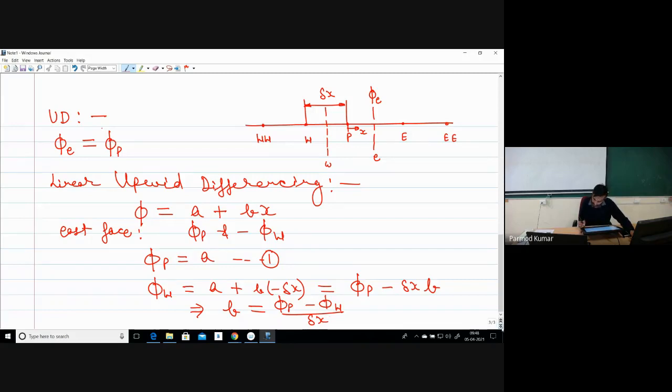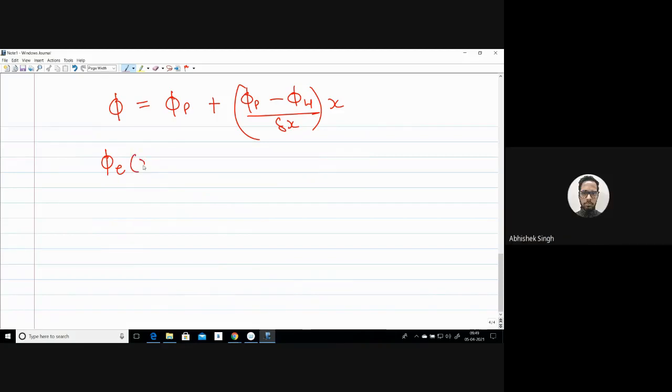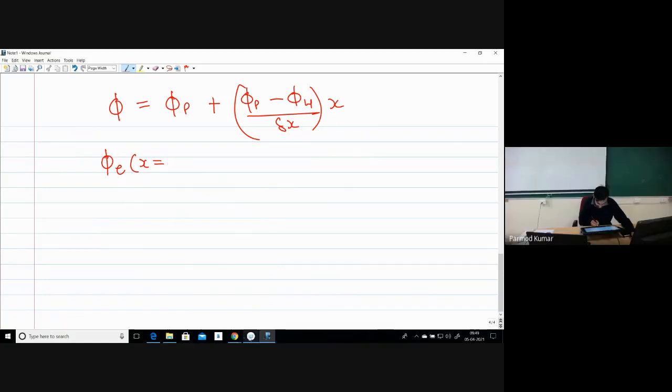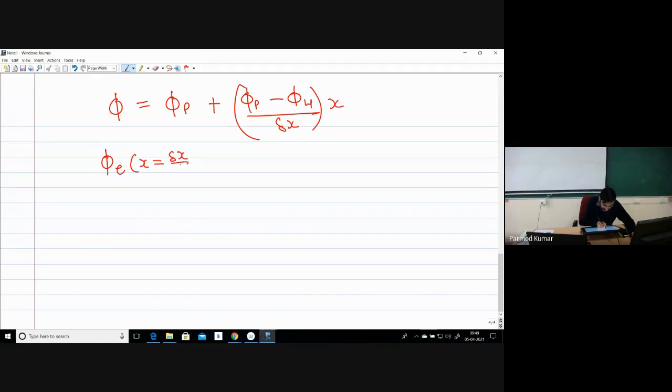Okay, so if you substitute back, you will find phi equal to A, which is phi P, plus B, which is phi P minus phi W divided by delta x, times x. Now if you have to estimate the value at the east face, phi e, what will be the value of x for phi e? Will it be delta x or delta x by 2? Delta x by 2. Yes, it will be delta x by 2.